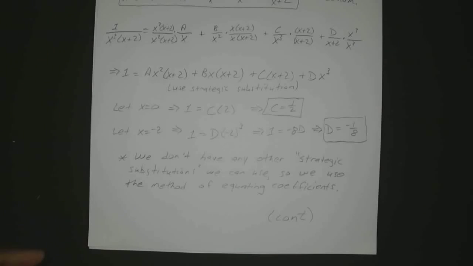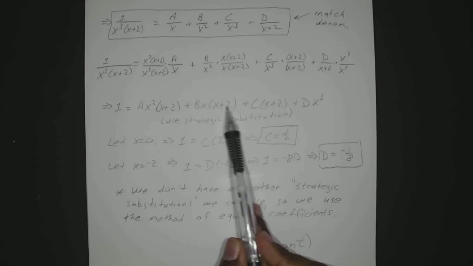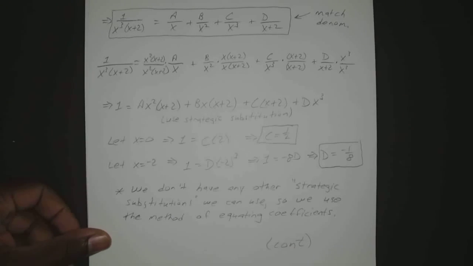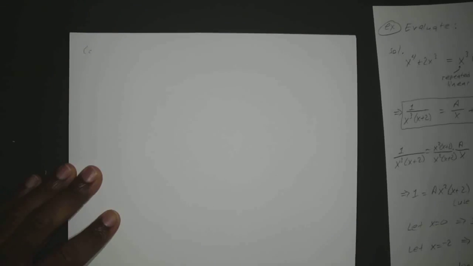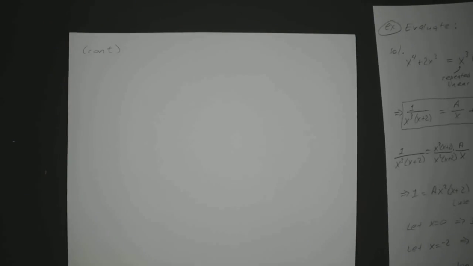All right. Now the biggest drawback is we're going to have to distribute all of those. All right, so if we continue, on the next page, and write out exactly where we are.